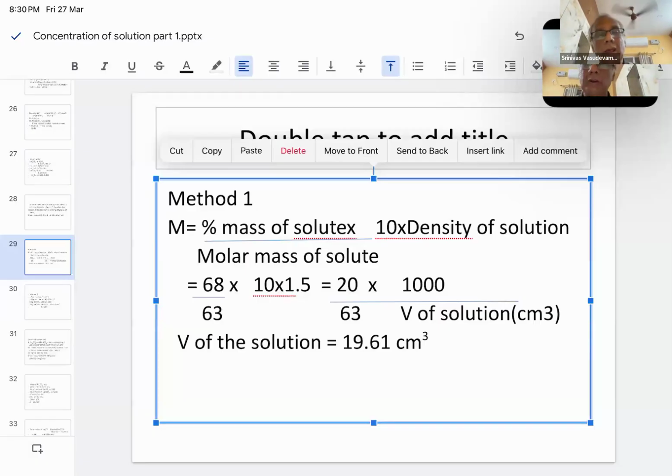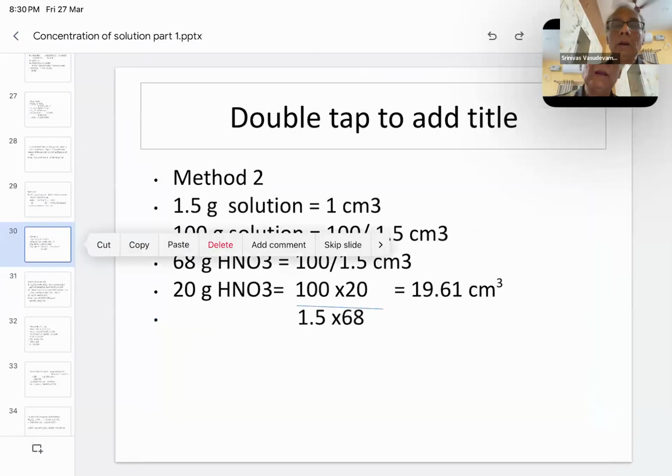So first we find out the molarity, write the formula 68 by 63 into 10 into 1.5. Another formula, molarity is equal to mass of solute by molecular mass of solute into 1000 by volume of solution in centimeter cube. 20 by 63 into 1000 by volume of solution. Then both are equal. So I can write it as 68 by 63 into 10 into 1.5 is equal to 20 by 63 into 1000 by V here. Find out the volume of solution, 19.61 centimeter cube. This is one method here.